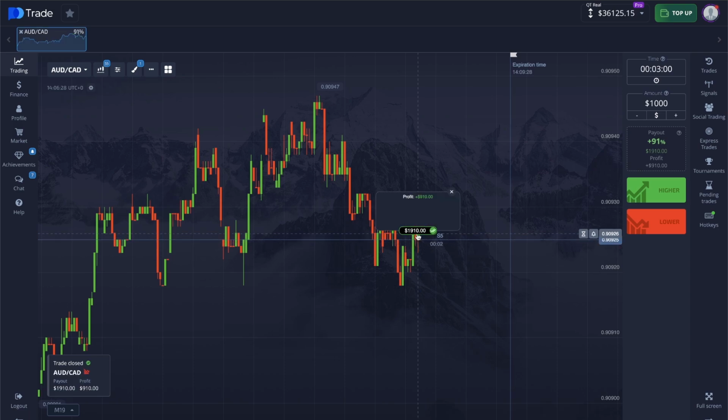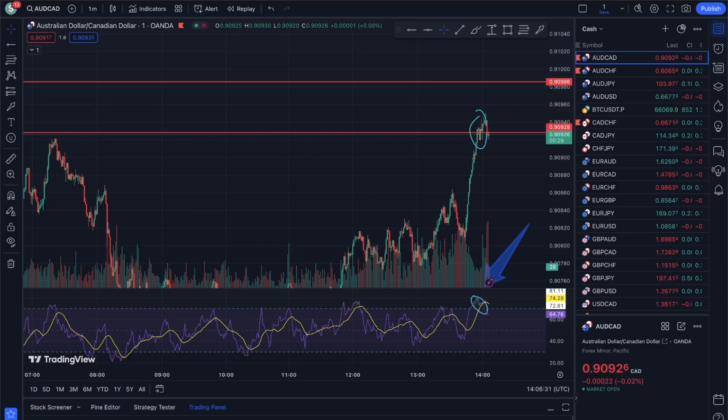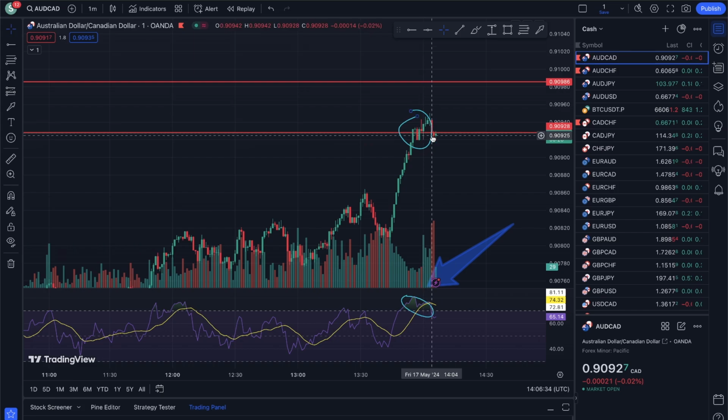Our position is closing in the positive, we are covering the loss. I earned $410 and successfully caught that very good reversal.